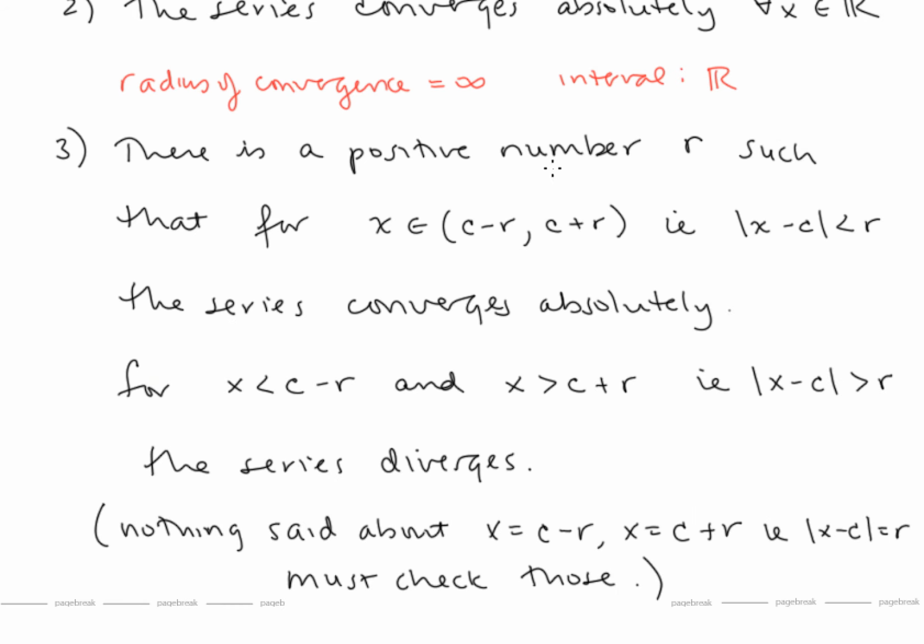And of course, in case 3, we said that r here is the radius. For our interval of convergence here, we have to look at this set plus what we get from the endpoints, because it might be that our series is convergent at one of these endpoints or at both of these endpoints. And so in that case, we add that in to the interval here, and that would be the interval of convergence. And you'll see that in the next example.